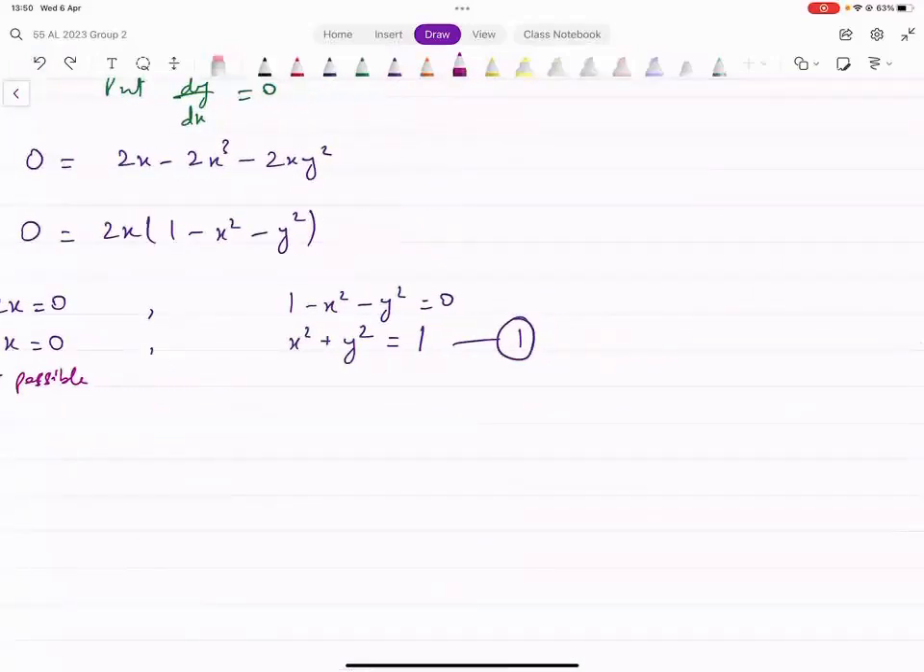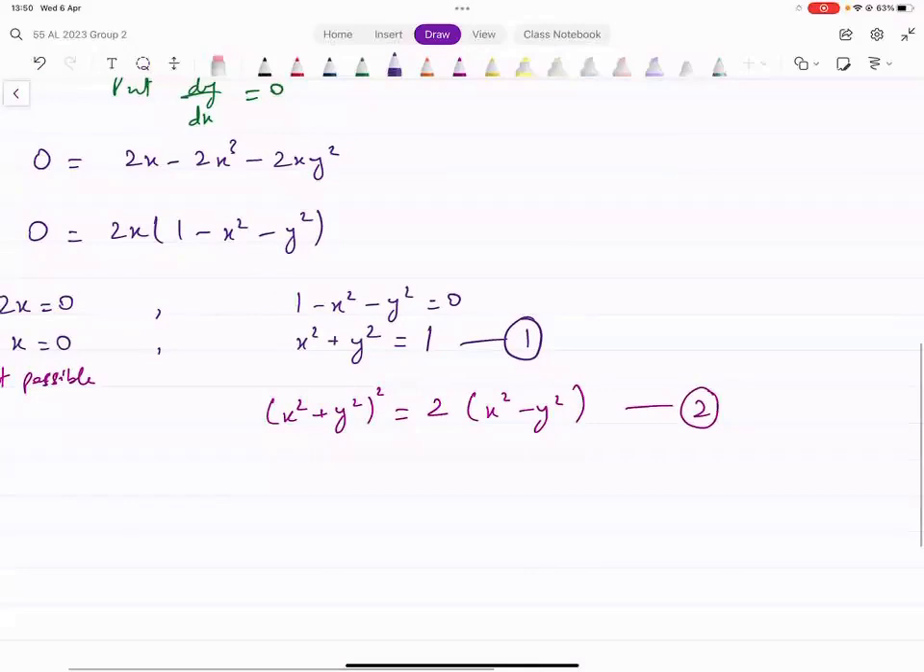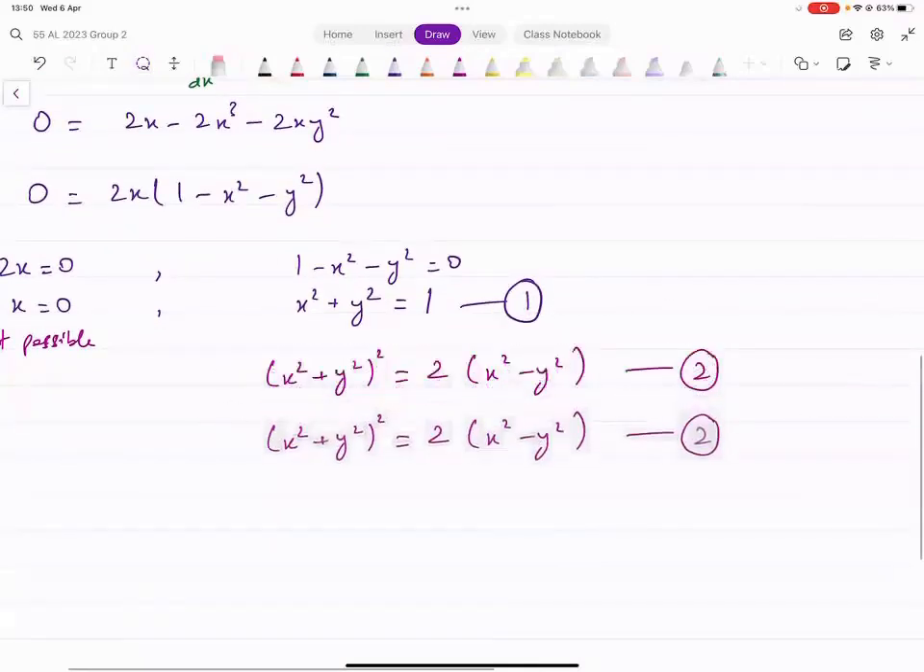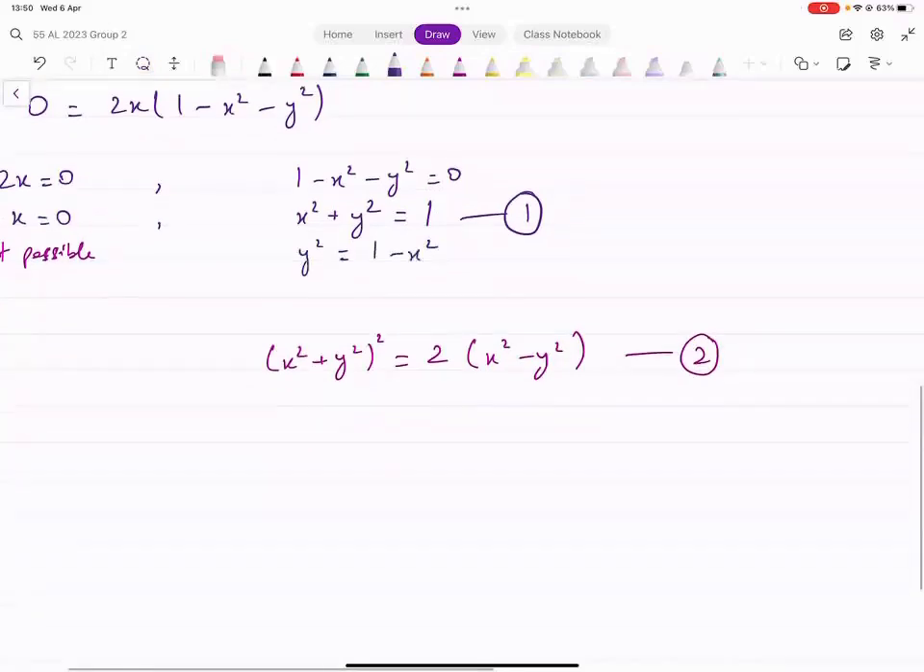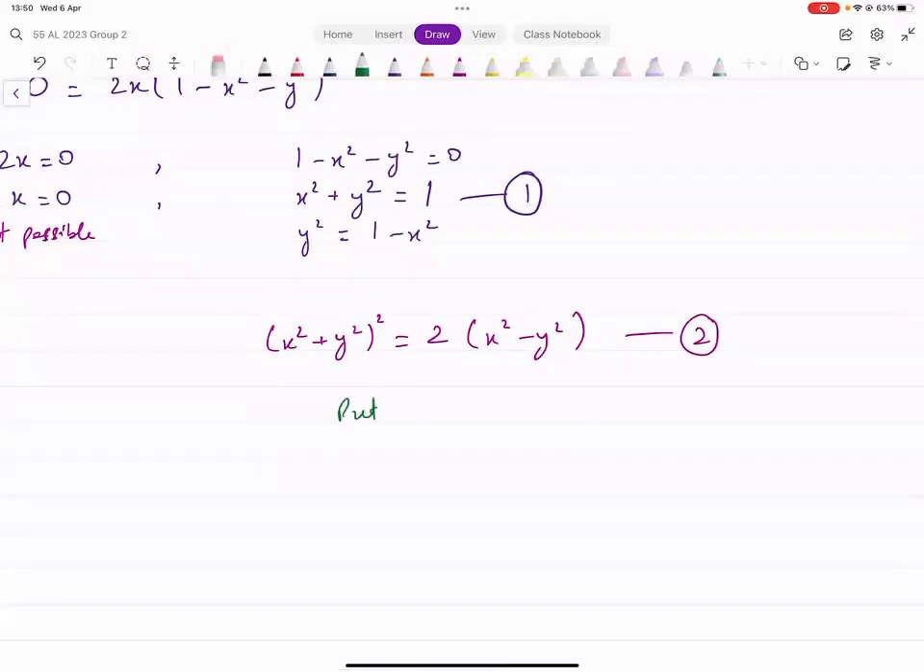एक ये equation आ गई, दूसरी equation was x square plus y square whole square plus x square minus y square. No, it was equal to 2 into x square minus y square. This was the equation, right? This is our second equation. इसमें input कर दें वो. इससे आपके पास आ जाएगा y square equals 1 minus x square. You can just input that here and say let's input y square equals 1 minus x square in this second equation.